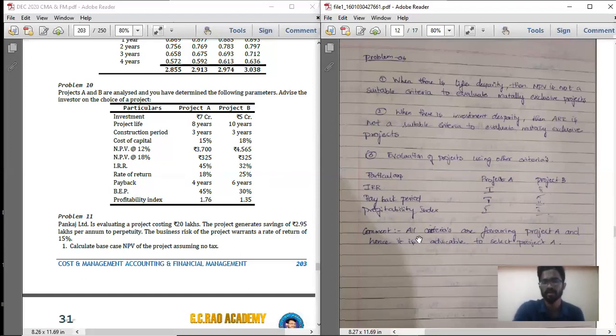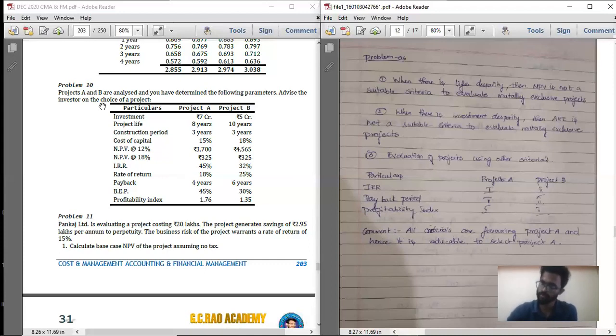All criteria are favoring project A, and hence it is advisable to select project A. So that is problem number 10. With that we have completed problem number 10.